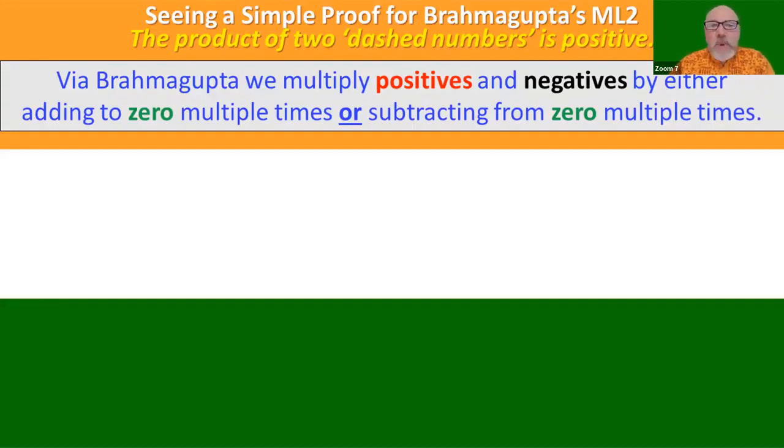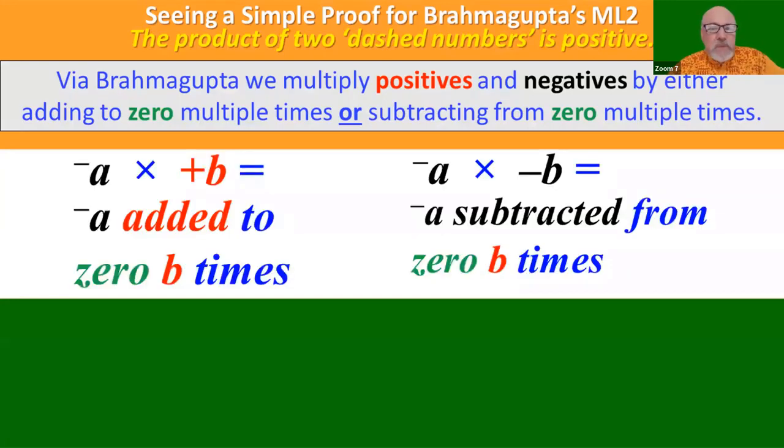So here we're going to see a proof that the product of 2 dashed numbers, or 1 negative number and 1 subtractive number, is positive. So via Brahmagupta, we multiply positives and negatives by either adding to 0 multiple times or subtracting from 0 multiple times. So on the left-hand side, we've got negative a multiplied by plus b. And on the right-hand side, we've got negative a multiplied by minus b. Now, the sign of the adjective is superscript, and the sign for the verb is normal case.